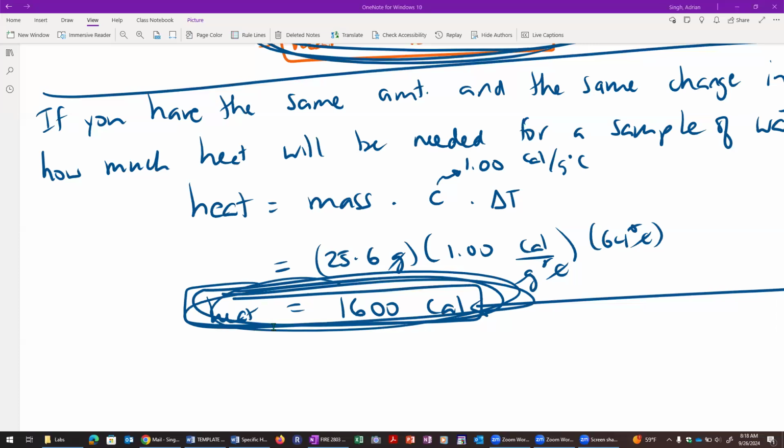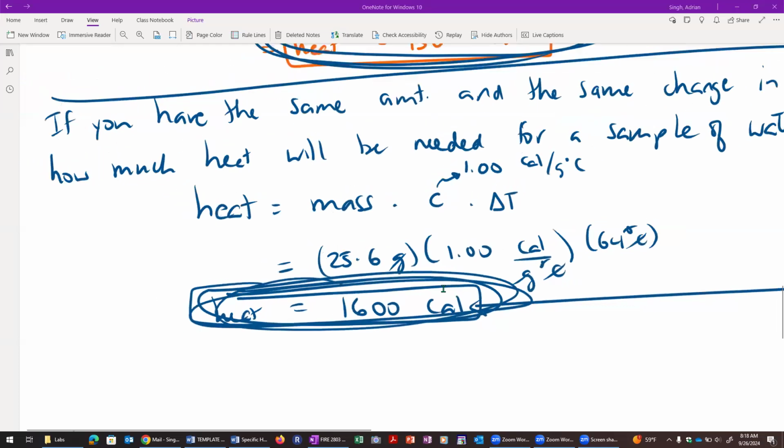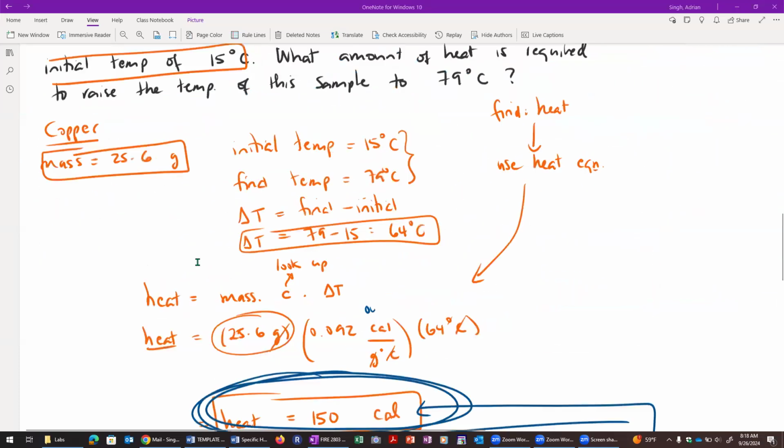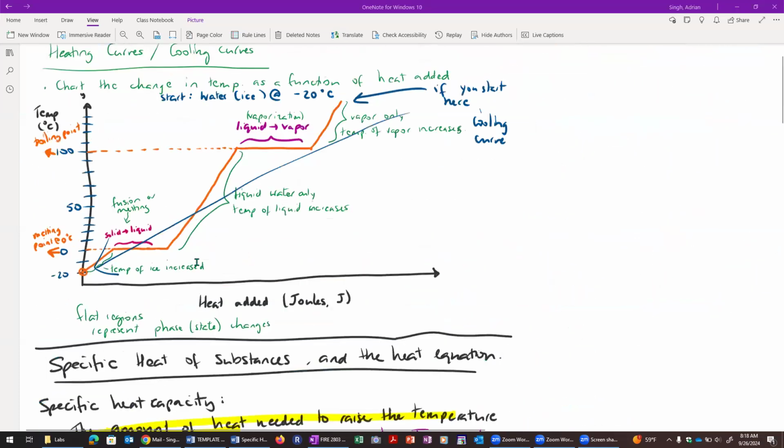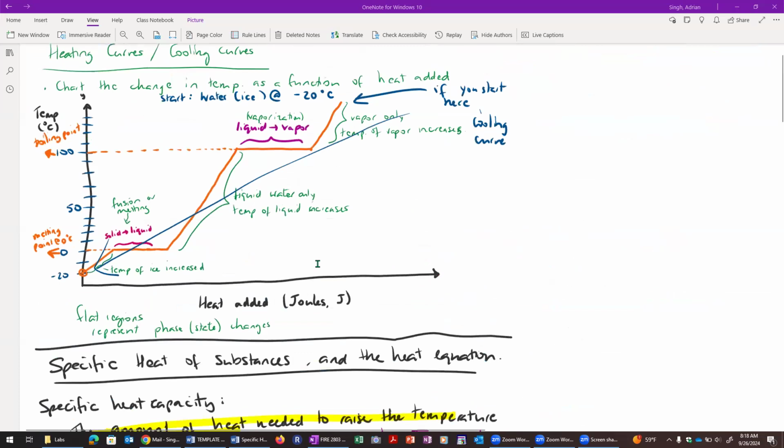If this substance were losing heat or decreasing in temperature, then heat would actually be released to the environment. So we would get a negative value for the heat because our delta T would be a negative value as well. So that's something to keep in mind. And we can use that heat equation to calculate, for instance, the heat change in any of these slanted regions here of our heating curve.